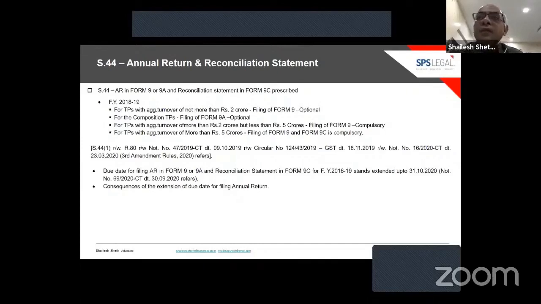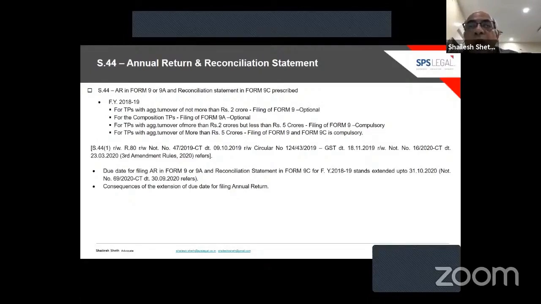If for any reason we are unable to file our client's 9 or 9C before 31st October, despite our best efforts and the client's best efforts, and if the date is not extended, then please take the client into confidence. Don't work yourself to death. Please don't do that. There's nothing to worry about. And don't do any job in haste.